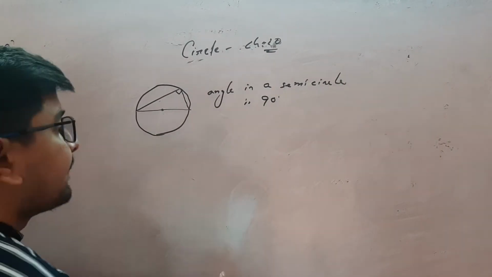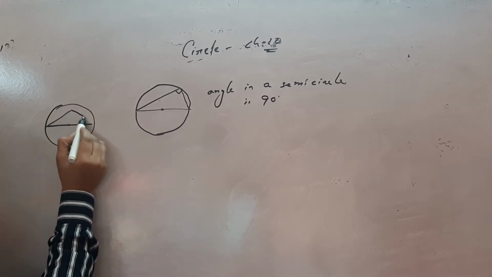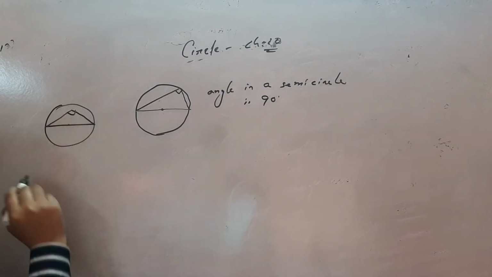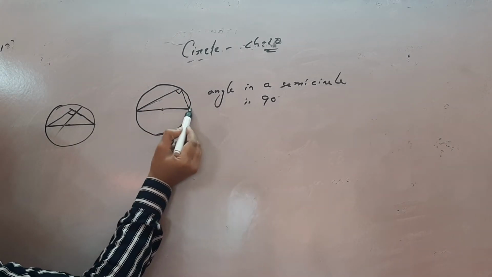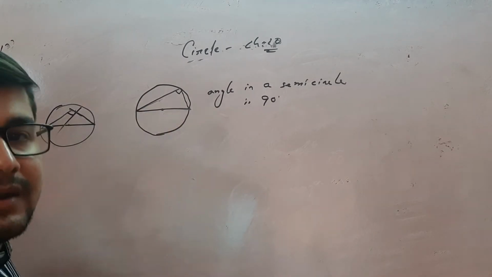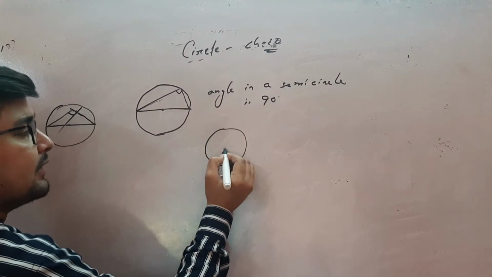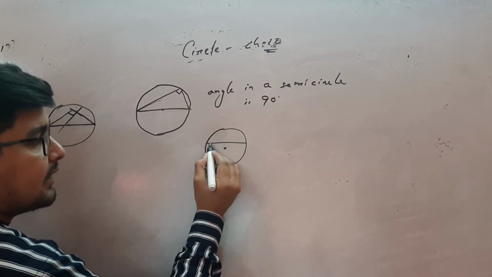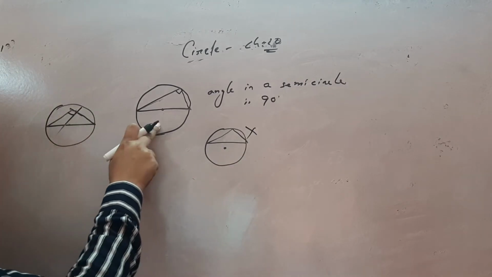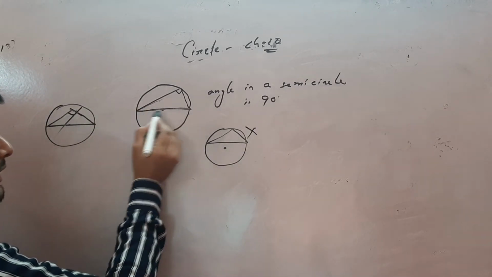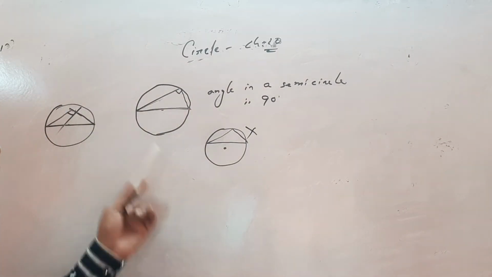That is 90. Suppose this kind of figure, but the line does not touch the upper portion, so this never creates 90. When the line touches the circumference and passes from the center, then it is creating 90 degrees. Suppose this is the center, but the line does not pass from the center and touches the circumference. This also does not create 90. This is the reason: angle in a semicircle means the line passes from the center and touches the circumference, then it is going to be 90.